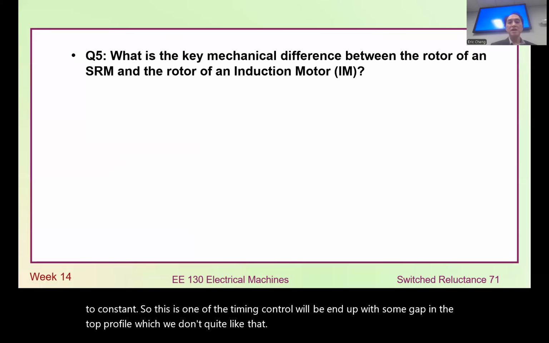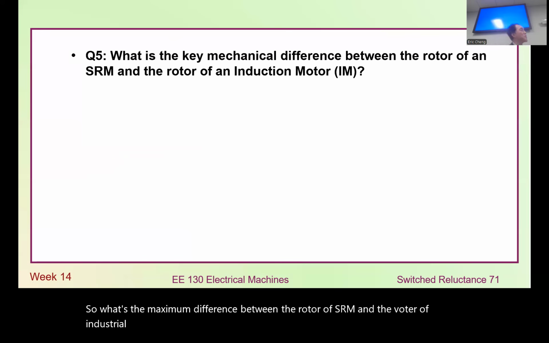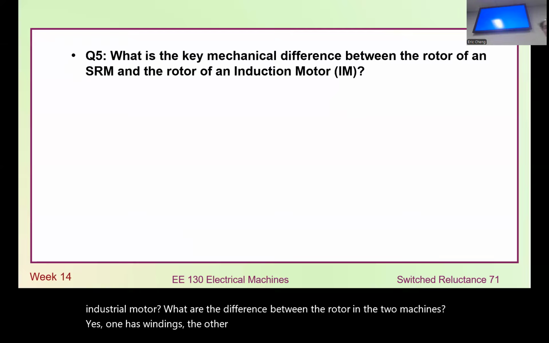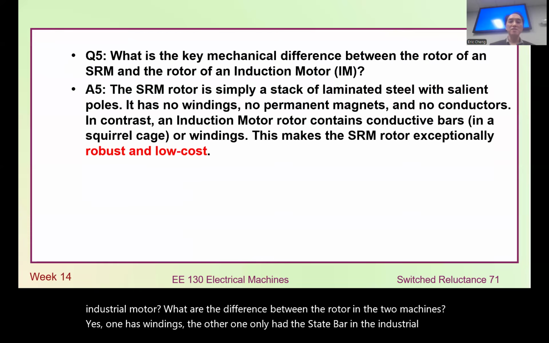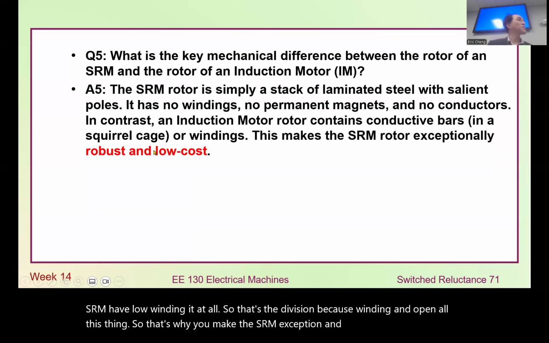So what's the key mechanical difference between the rotor of SRM and the rotor of induction motor? What are the differences between the rotor in the two machines? One has windings, the other doesn't. Yeah, the induction motor only has the rotor bar, while the SRM has no winding at all. So that's the reason: bigger winding and no permanent magnet, all these things. That's why you make the SRM exceptionally robust and low cost.